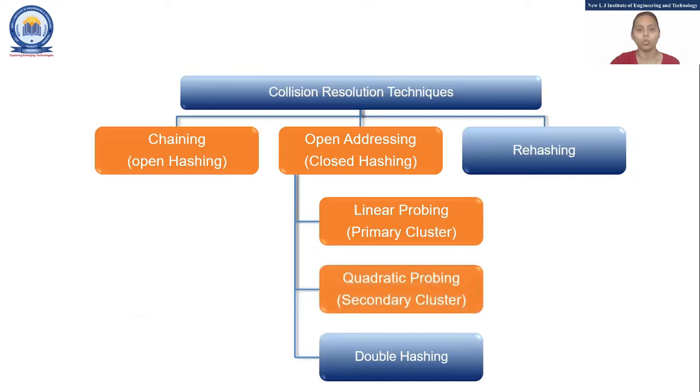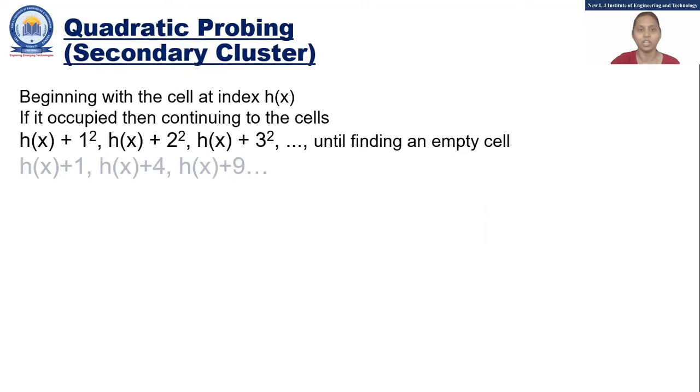Now the second method is quadratic probing. Here it is also known as a secondary cluster. Here they are saying that if after applying the function h(x) the location is not available to store the value, then I use h(x) + 1 squared. If this is also not available, then I go for 2 raised to 2. If that is also not available, then 3 raised to 2. As these are squares, that's why it is known as quadratic. If it were a cube, it would be known as cubic. So this is quadratic probing. It is not linear probing. Linear means next, next, next. But here it is quadratic, it is a square of something.